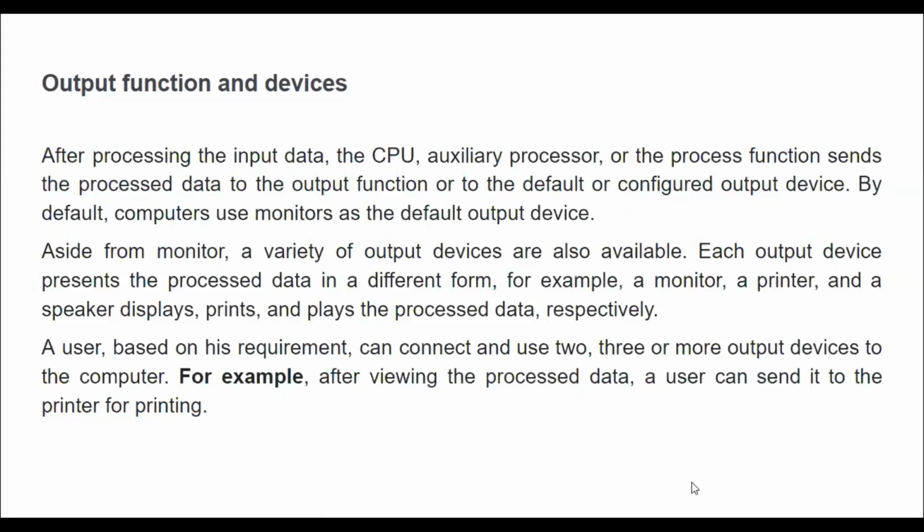Aside from the monitor, a variety of output devices are also available. Each output device presents the processed data in a different form. For example, a monitor, a printer, and a speaker display, print, and play the processed data respectively. A user, based on his requirement, can connect and use two, three, or more output devices to the computer. For example, after viewing the processed data, the user can send it to the printer for printing.